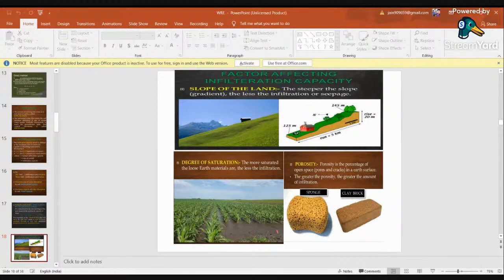Okay, so we have gone through the factors affecting the infiltration capacity. The first factor which will affect the infiltration capacity is the slope of land. The more the slope, the more the infiltration rate. Then degree of saturation: the more saturated the loose earth materials are, the less acceptable they are to infiltration. Then porosity. Porosity is the percentage of open pores or open space in the earth surface. Greater the porosity, greater will be the amount of infiltration.